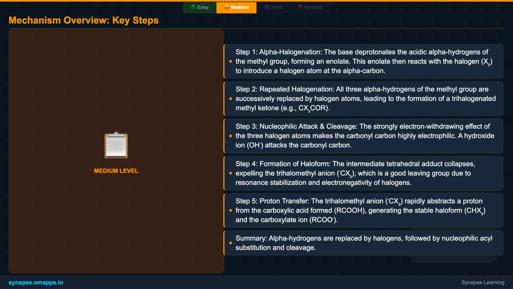Next, a hydroxide ion attacks this electrophilic carbonyl carbon, forming a tetrahedral intermediate. This intermediate then collapses, expelling the trihalomethyl anion, which is an excellent leaving group. Finally, this anion quickly grabs a proton from the carboxylic acid formed, yielding the stable haloform and the carboxylate ion. So, it's a sequence of halogenation followed by a cleavage.